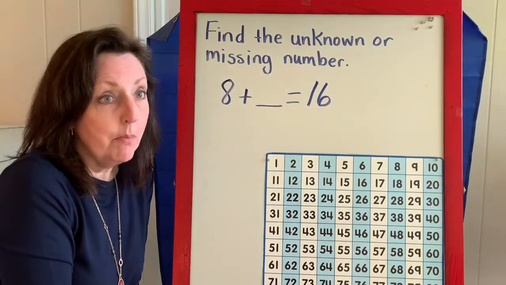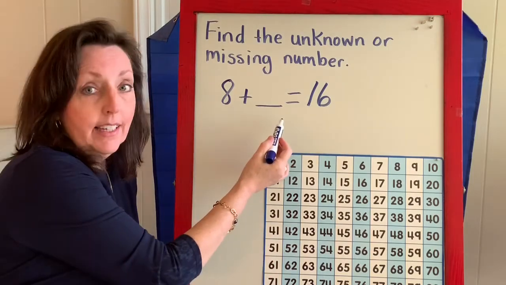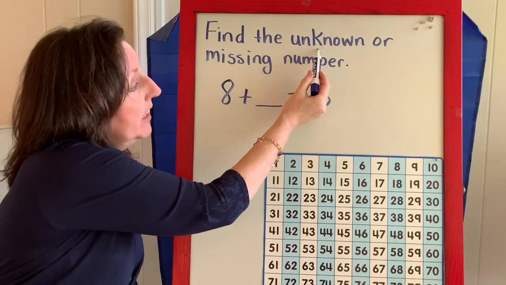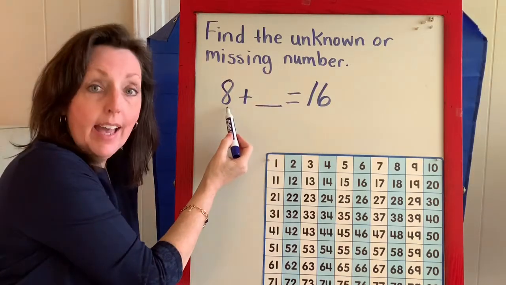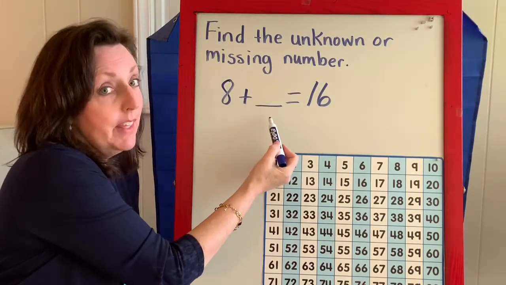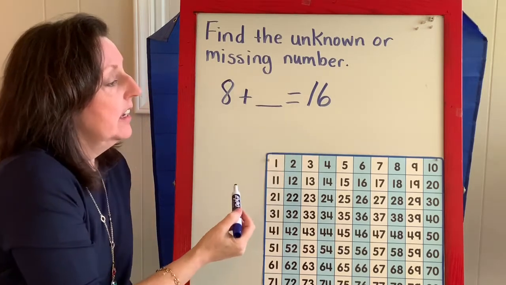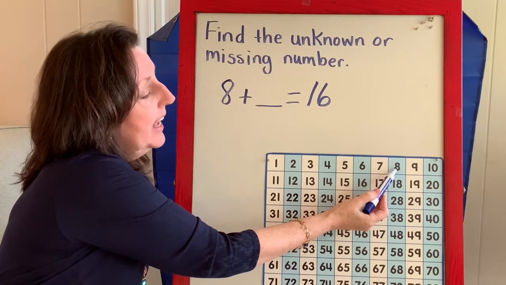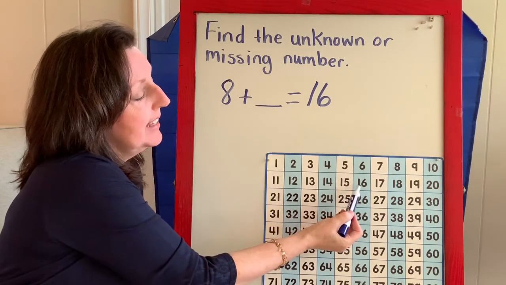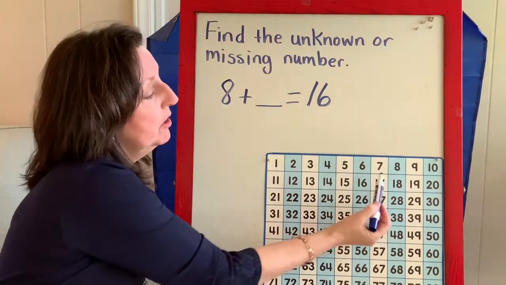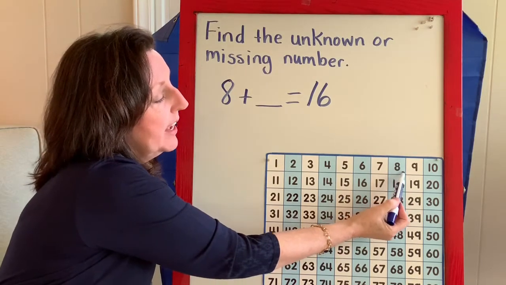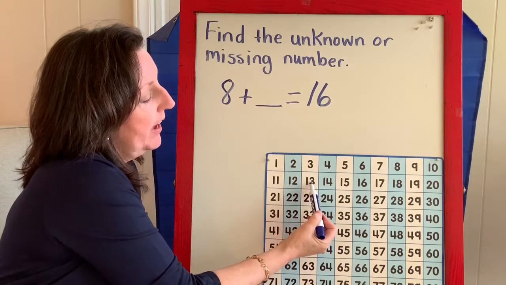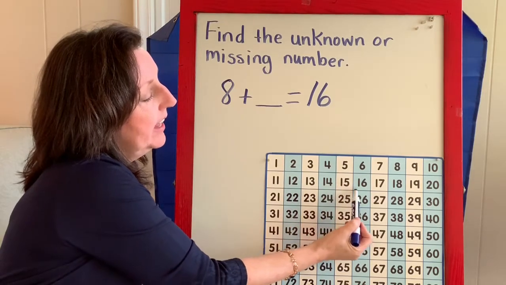So on this problem, boys and girls, we are adding. Before, we've been doing a lot of subtraction, but we're still trying to find the unknown or missing number. I've got 8 plus something equals 16. For those of you really enjoying the chart, you could touch 8, and then you're going to stop at 16, but count as you move. Start at 8, and when you move, say 1, 2, 3, 4, 5, 6, 7, 8.